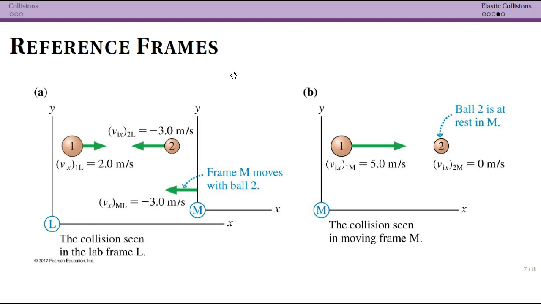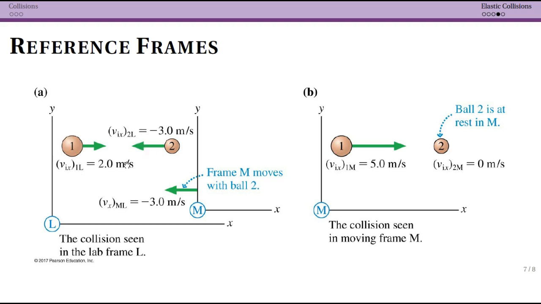So why do we need to shift the frame? The equation that has been derived for you is only true if ball 2 is at rest. So what do you do if ball 2 is moving? Well, this goes back to that idea of reference frames. We can shift into a reference frame where ball 2 is at rest. So let's talk through this.